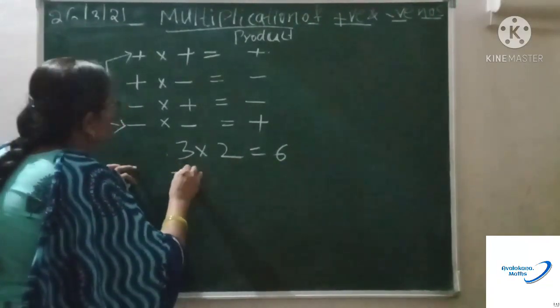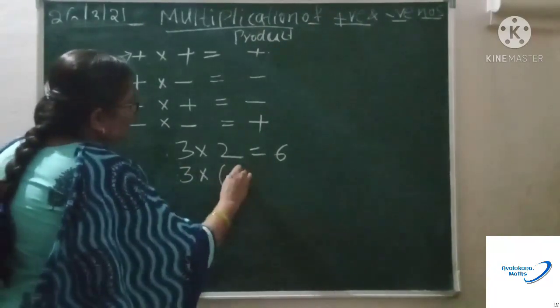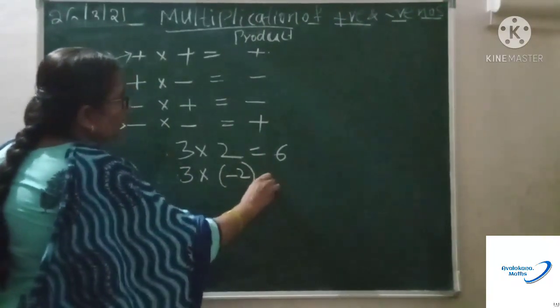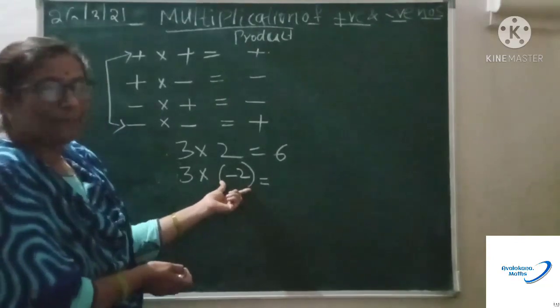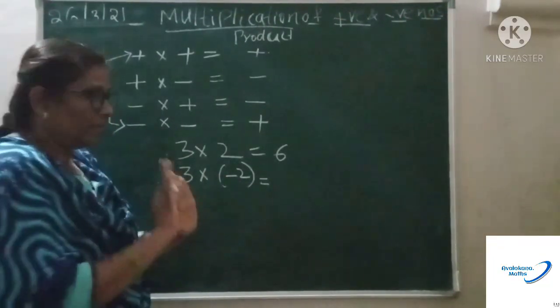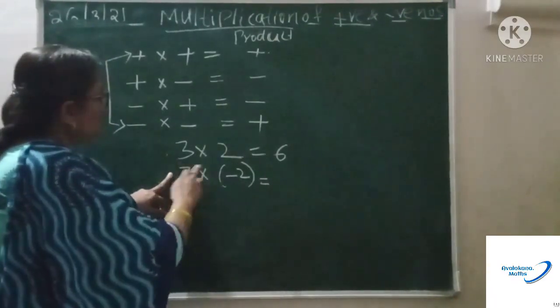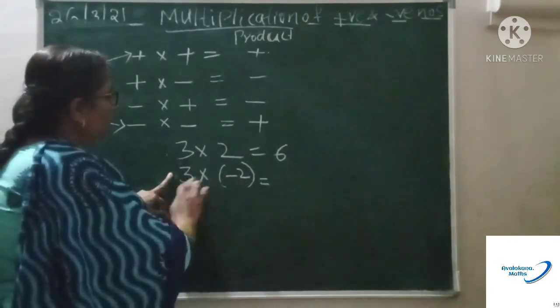Now I am going to take this one: plus 3 into minus 2. One more point I want to add here: if you have a minus number, it is better to write it in brackets. Now what to do? Very simple. First multiply the signs. I say here plus into minus. Don't look at the 3 and 2.